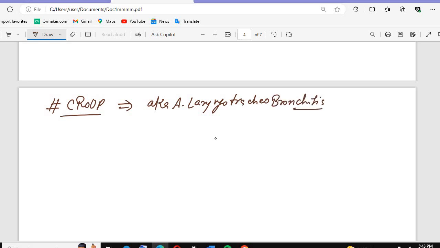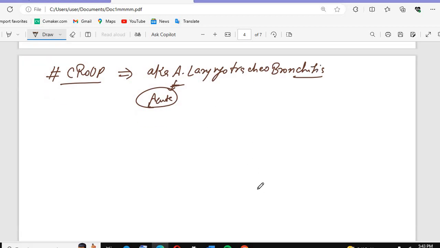In the questions you can get laryngotracheobronchitis, only tracheobronchitis, or laryngobronchitis. All these things mean the same. The full name is acute laryngotracheobronchitis. That is croup.